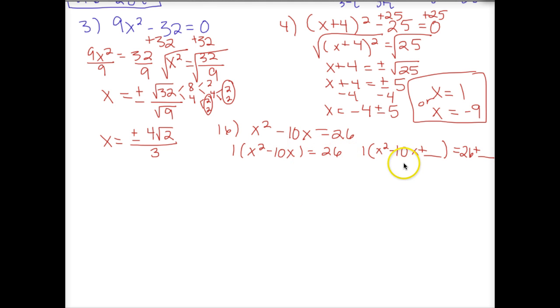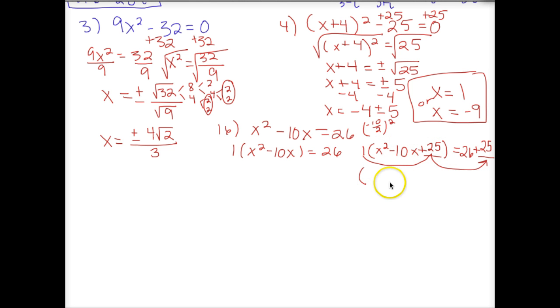We fill in the parenthesis the same way every time. B divided by 2 squared. So here my b is negative 10 divided by 2 squared. Negative 10 divided by 2 is negative 5. Negative 5 squared is 25. That's my blank on the left. Blank on the right, we do the multiplication, and it's going to be 25 as well because this is a 1. Next, we factor the left side as a PST.